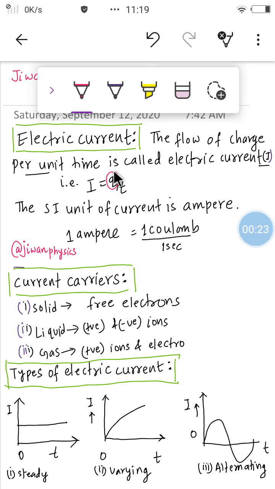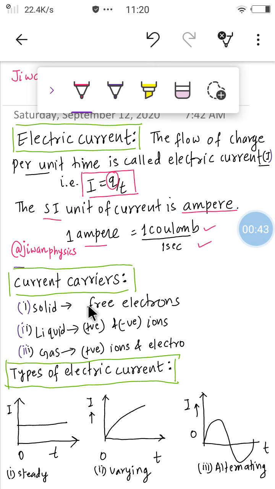or capital Q for charge and small t for time. So mathematically, electric current, that is I equals q by t. The SI unit for current is ampere, and 1 ampere equals 1 coulomb by 1 second.